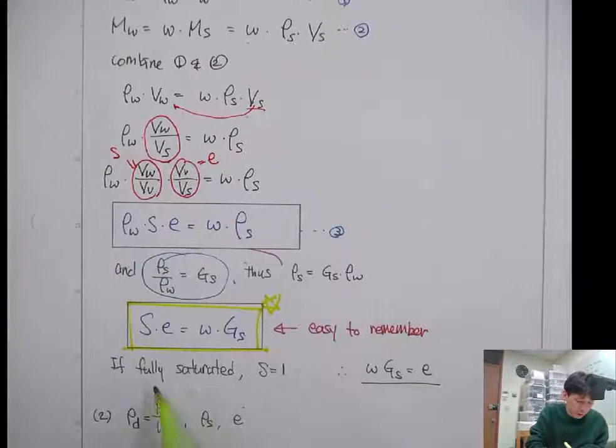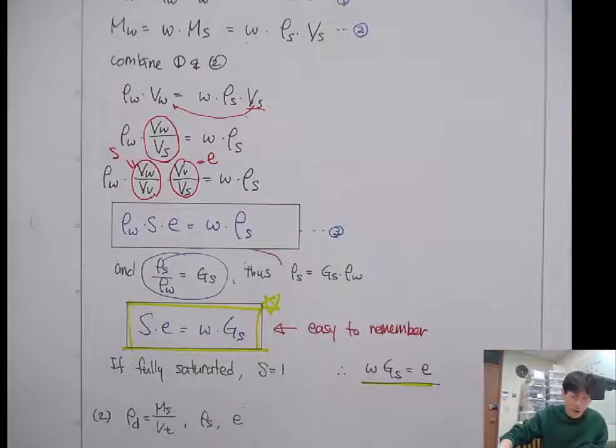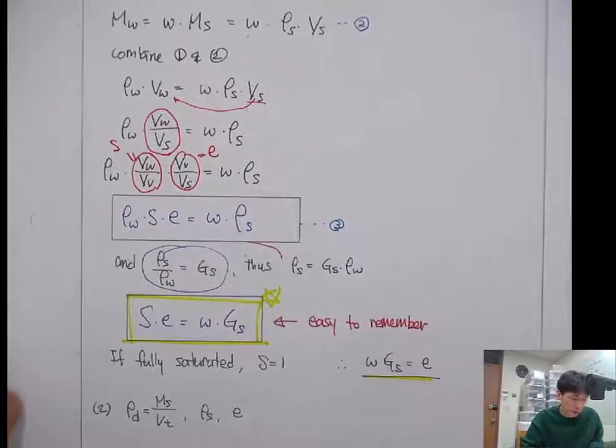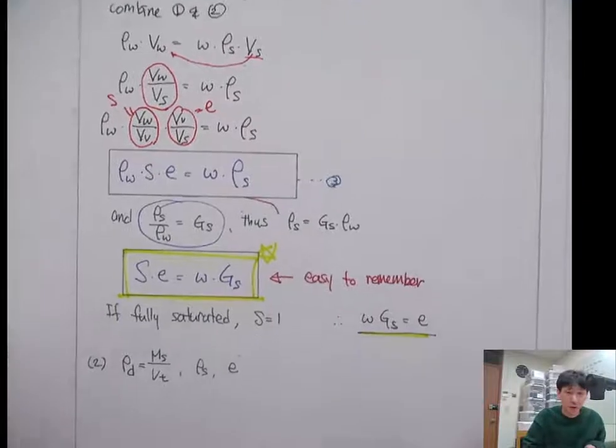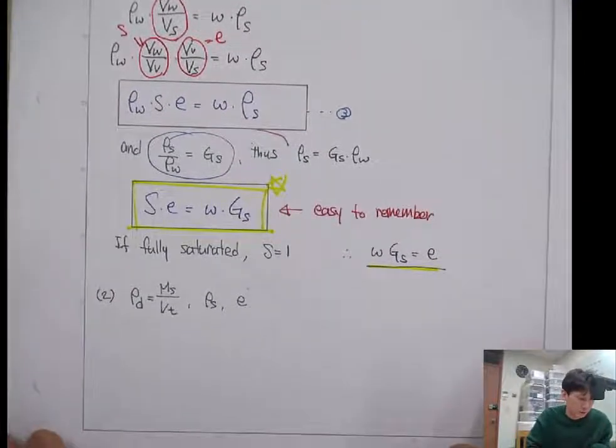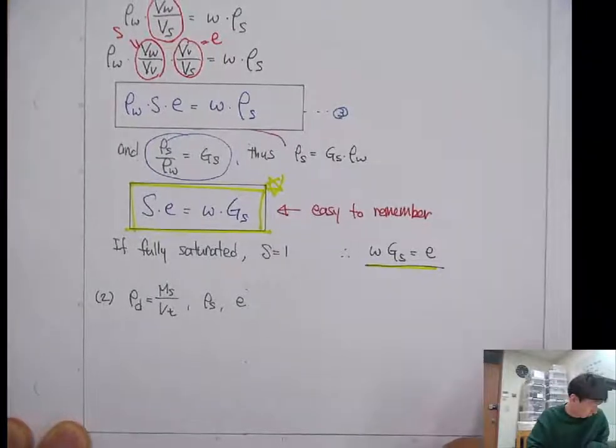If the soil is fully saturated, S will be 1. So then you have a simpler equation, removing the degree of saturation. Okay, that was the first expression, a first relation. And the second one is to find a relation among rho d, rho s, and void ratio.